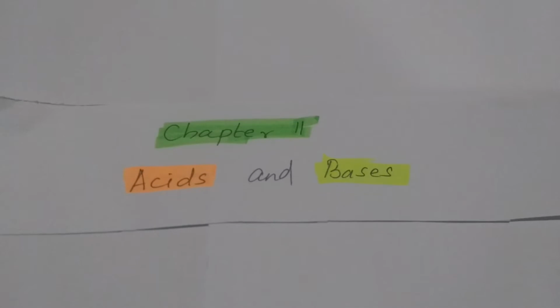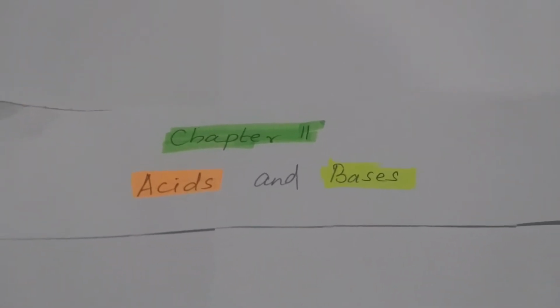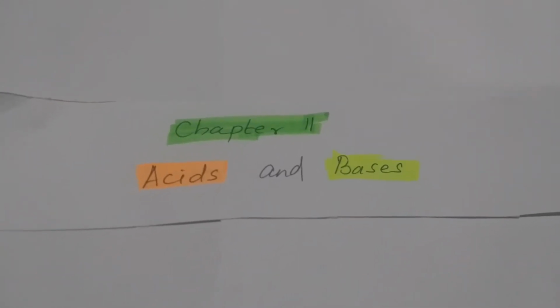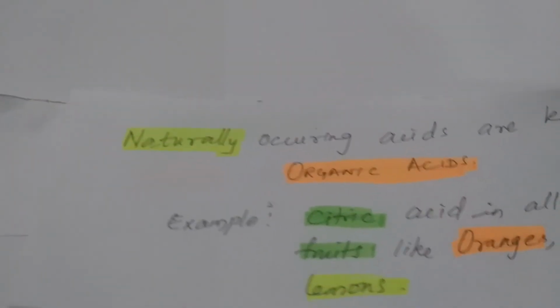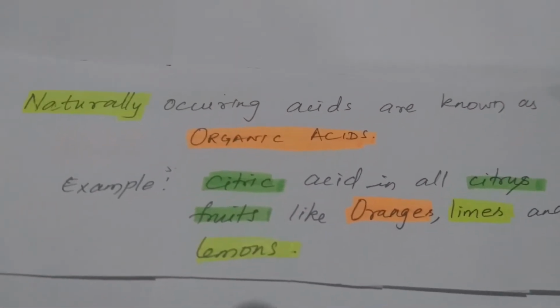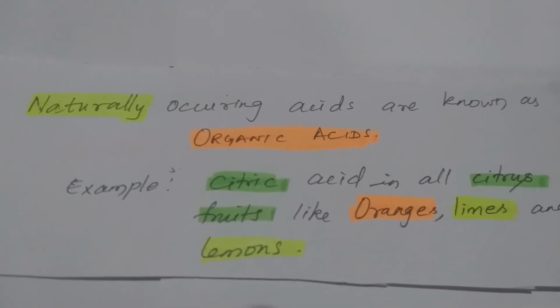You will learn the basic ideas about acids in this video. In general, acids are broadly classified into two categories. One is organic acids, another is mineral acids. The naturally occurring acids are known as organic acids.